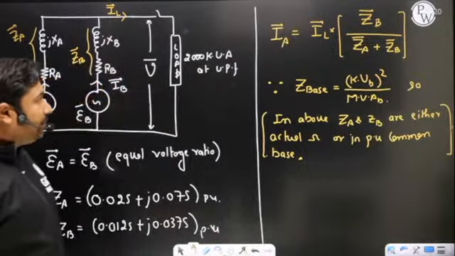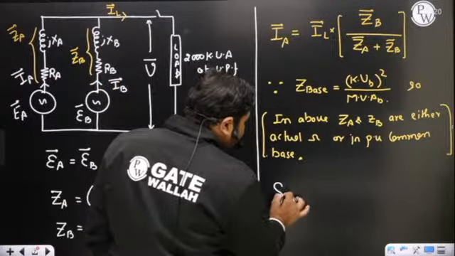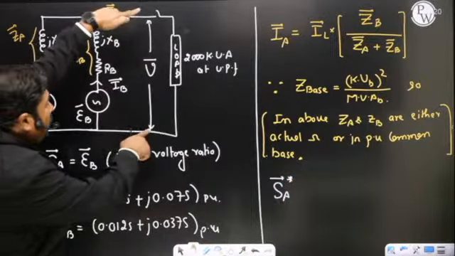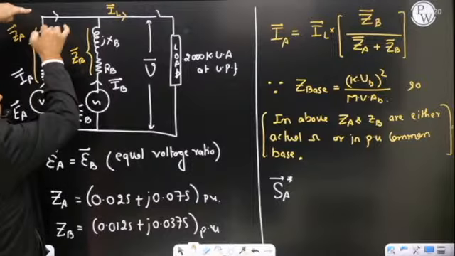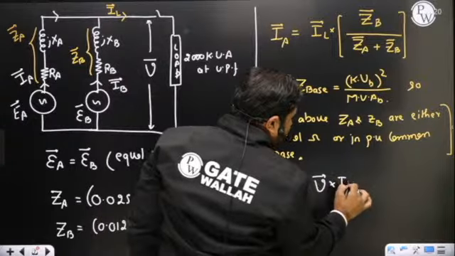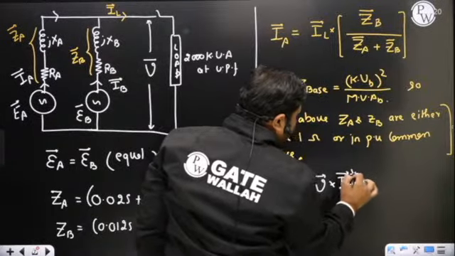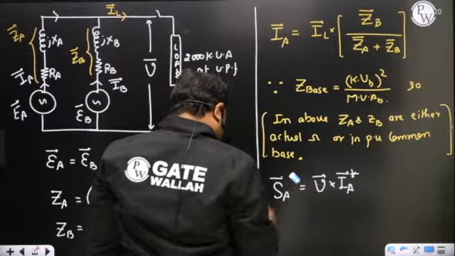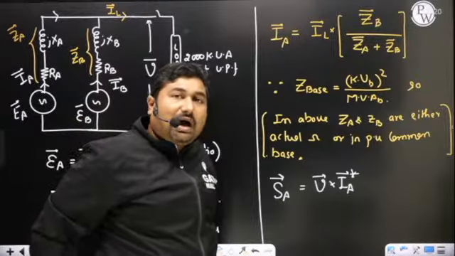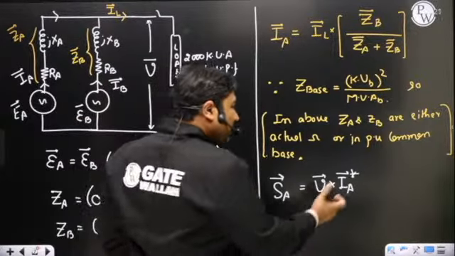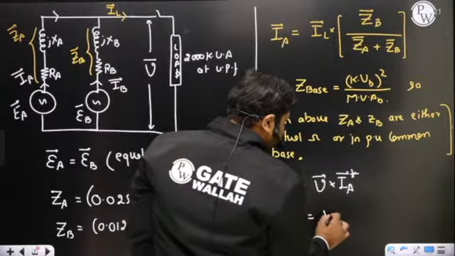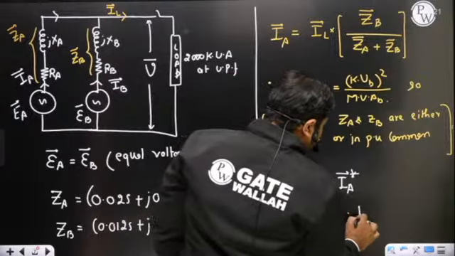Now please observe here. KVA delivered by transformer A. When I say delivered, it means out. So what is KVA out? Voltage into current. So you can write it as V into IA conjugate. SA, the KVA delivered by transformer A, is V into IA conjugate. Further, SA conjugate will become V conjugate into IA.